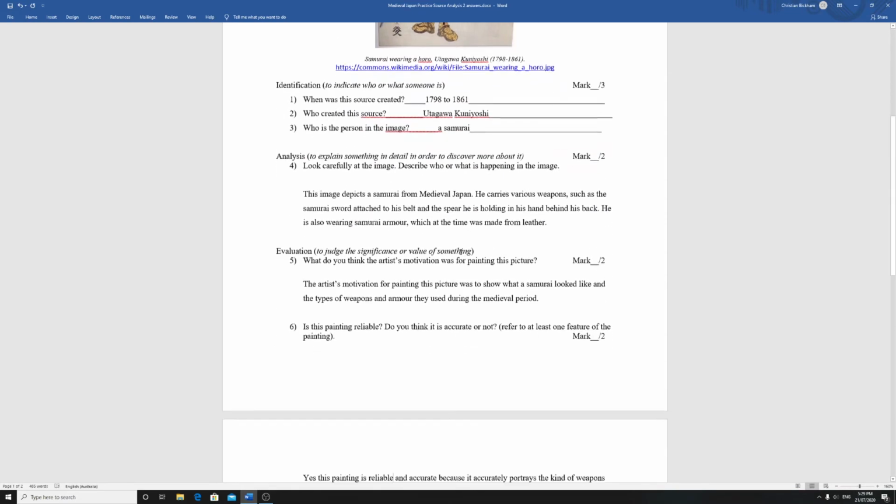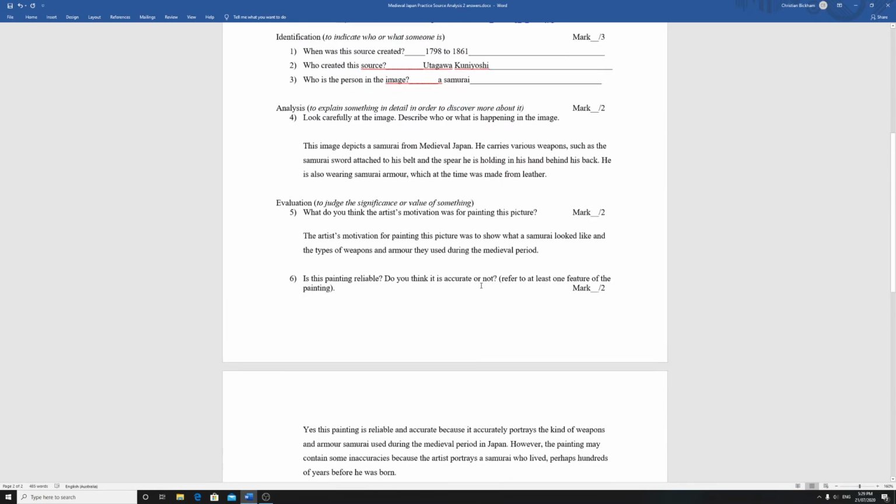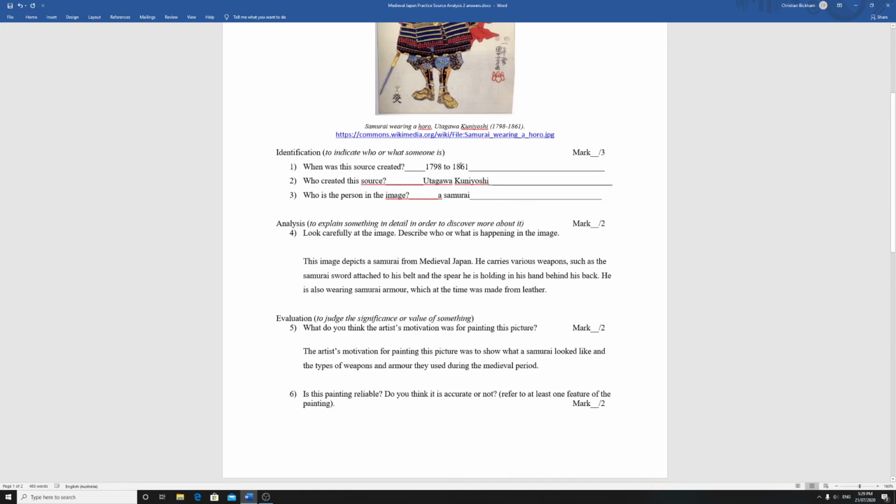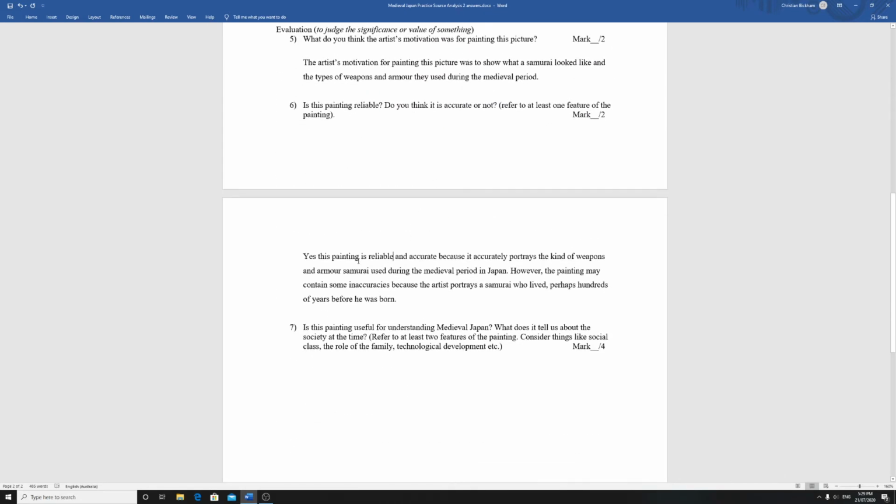He did not live hundreds of years ago, so this would be a secondary source because he was not an eyewitness to when this samurai actually lived. So he's basing it upon other historical records that he would have access to, or artifacts such as I mentioned before, such as suits of armour and so forth.